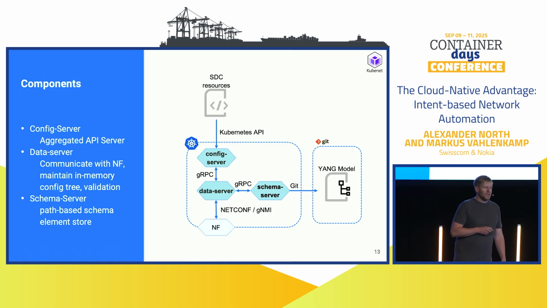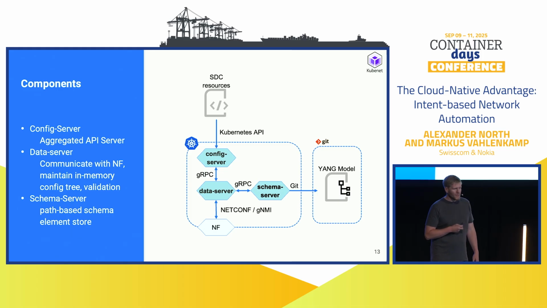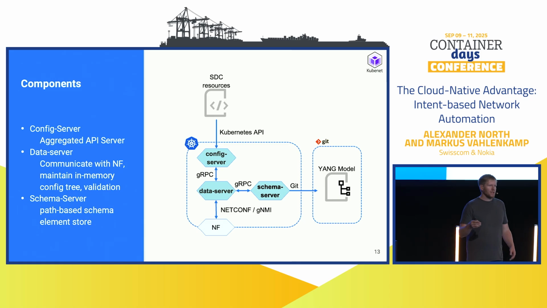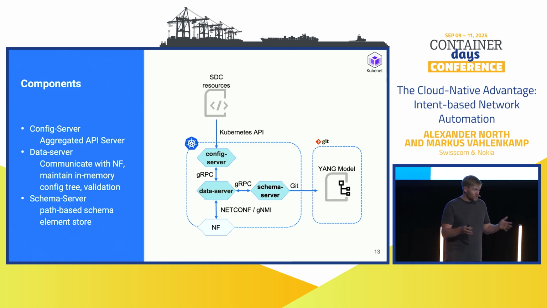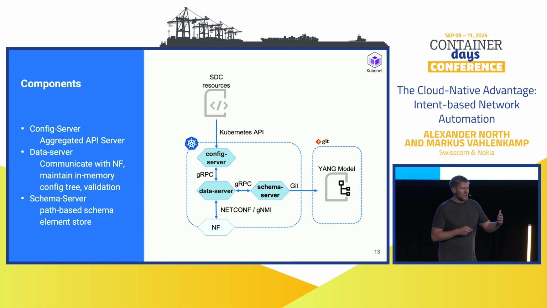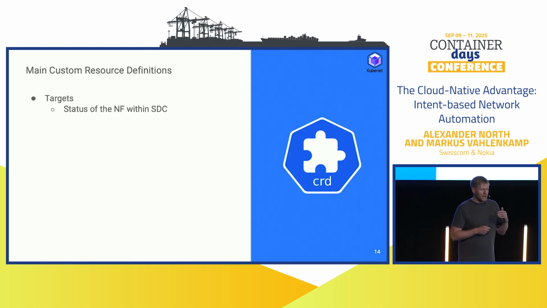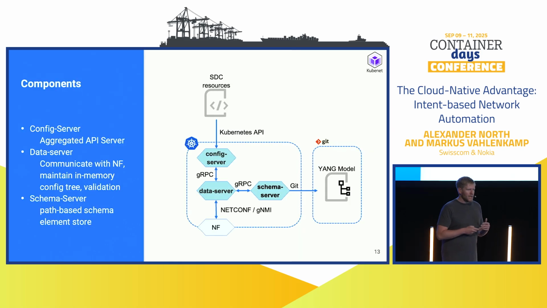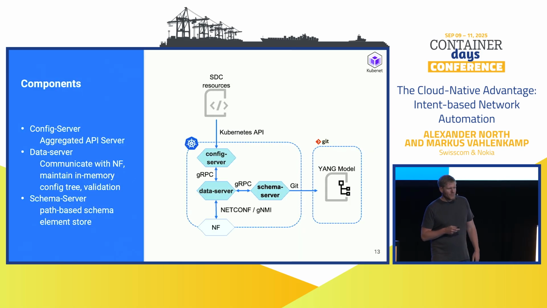First, we have the config server, which is an aggregated API server. It contains the domain-specific resources, as well as the reconcilers for those, and it translates then the Kubernetes API resources into our SDC internal model. We have the data server.